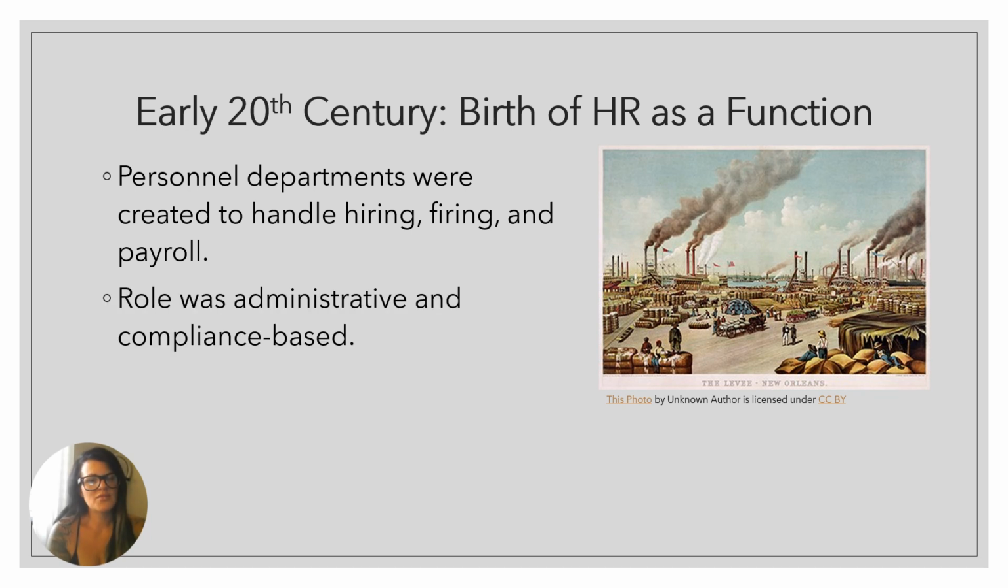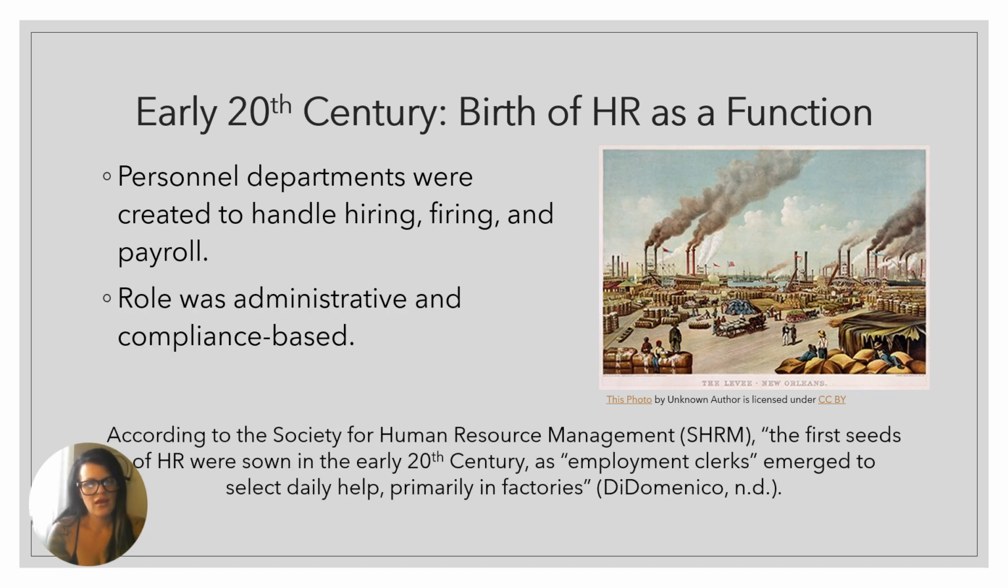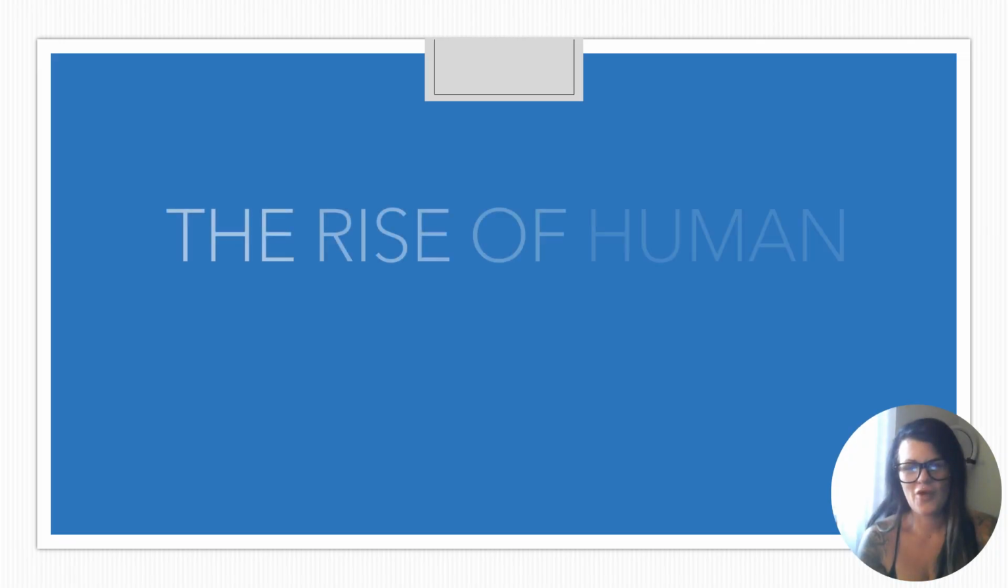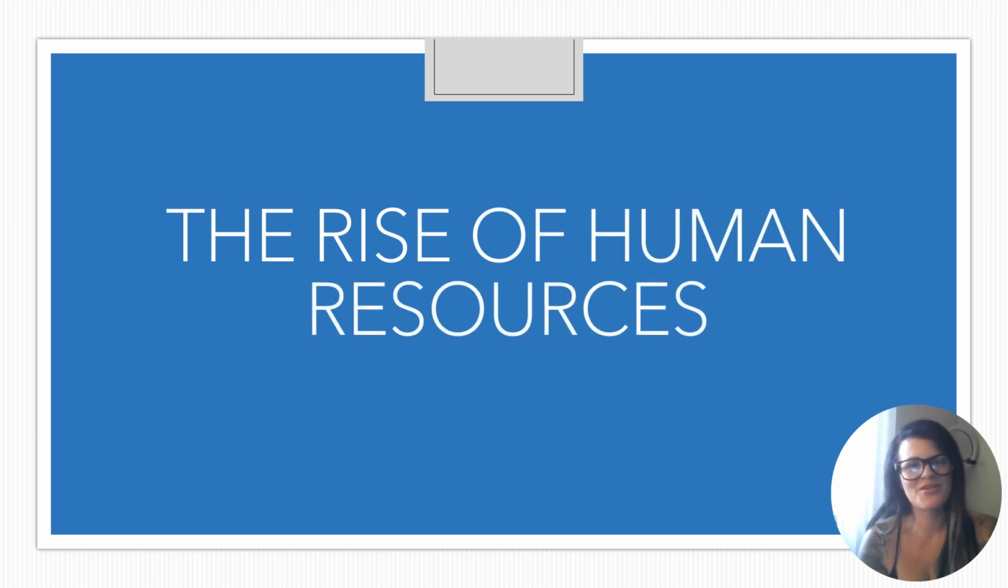The role was administrative and compliance-based, and author Patrick D. Domenico wrote an article titled How We Got Here, the 75-Year Evolution of the Society for Human Resource Management and Human Resources, stating that according to the Society for Human Resource Management, the first seeds of HR were sown in the early 20th century as employment clerks emerged to select daily help, primarily in factories. From here, we're going to notice the rise of human resources.